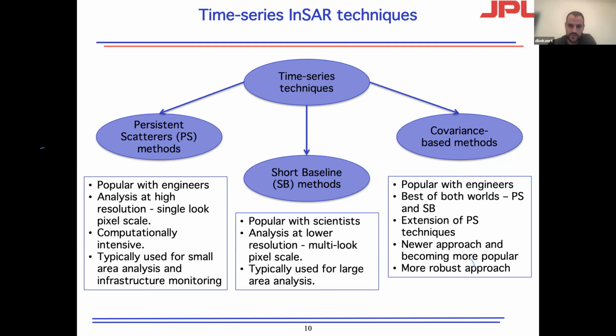Then lastly, the covariance-based methods. That is taking the benefit of both methods. So persistent scatterer works very well for urban areas. The short baseline, generally by multi-looking, works well for rural areas. The covariance-based approach is really taking the best of both of these. Given that it's PS, it also means that you need to have done a careful alignment of the images. So generally, it is computationally intensive as well, and it's becoming more and more popular because it's a very robust approach.